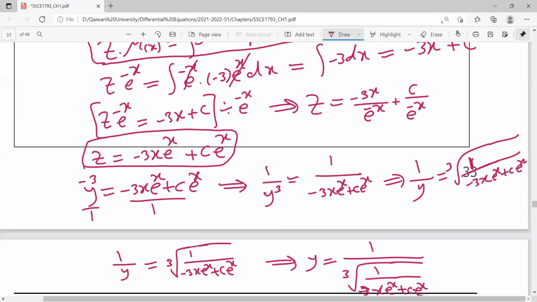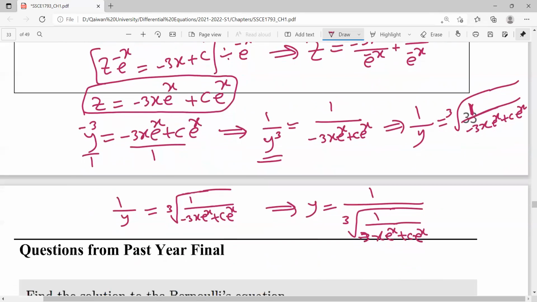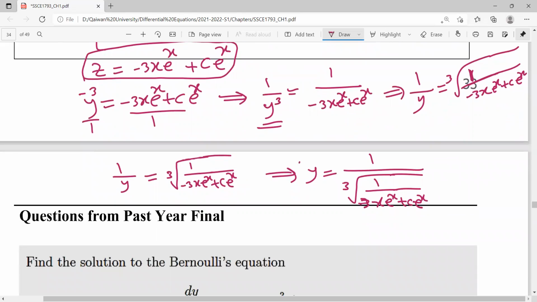Given this solution for z, I must find the solution for y. What we do, we are going to flip both sides, okay? Then we take the cubed root for both sides to get y. And then by interchanging the place of y and the cubed root, we get y equals this. This is the solution. This is the solution for that differential equation.